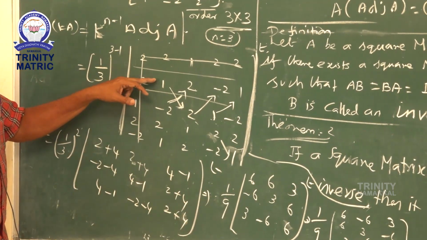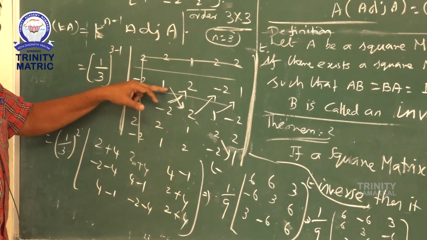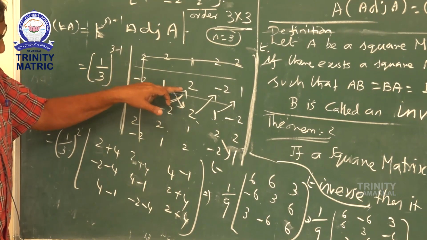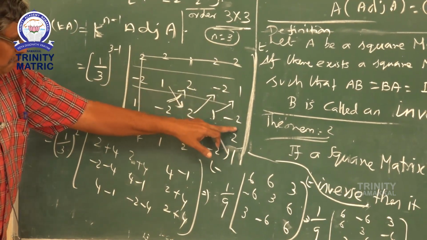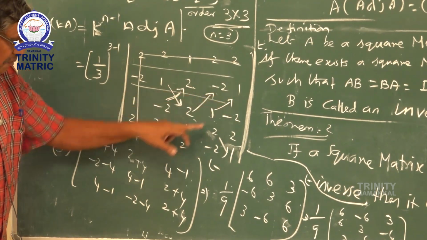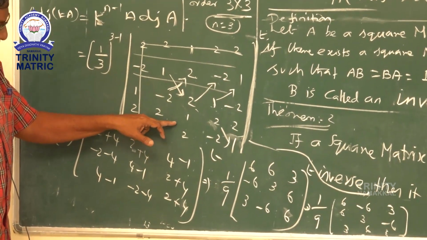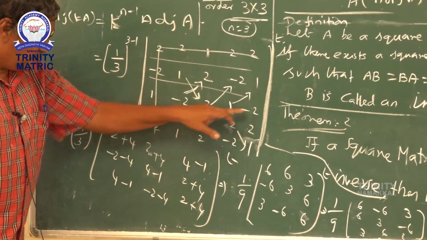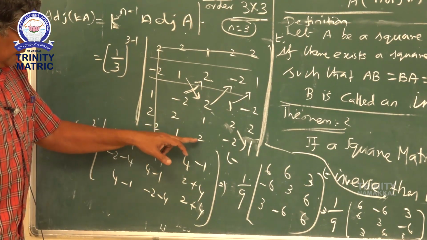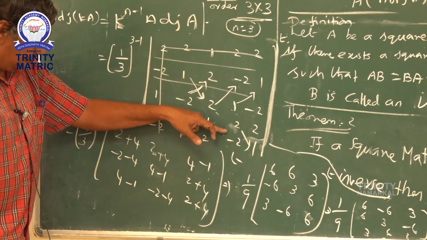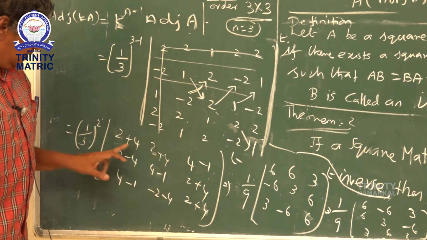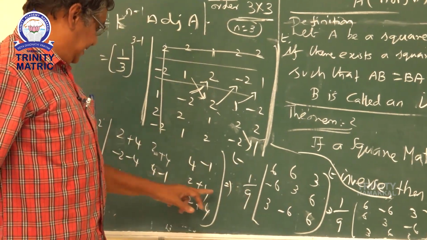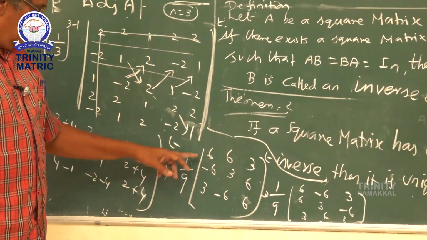Now we have to find the determinant values. When you are coming down, you put a positive sign. 2 plus 4, again 2 plus 4. Then 2 negatives will become positive, so 4 minus 1. Like that, here minus 2 minus 4, then 4 minus 1, 2 plus 4, again 4 minus 1, then minus 2 minus 4, minus 6. Then 2 plus 4, which is 6. 6, 3; then minus 6, 3, 6; 3, minus 6, 6. All are multiples of 3.